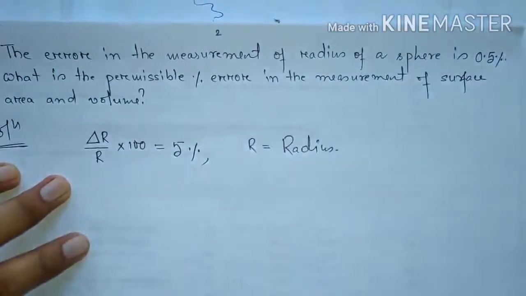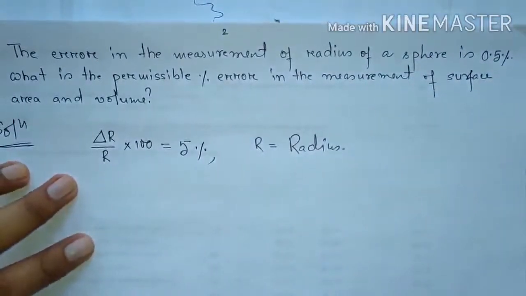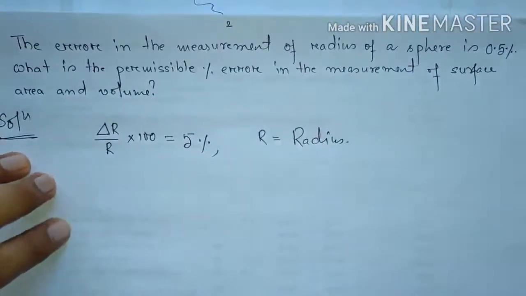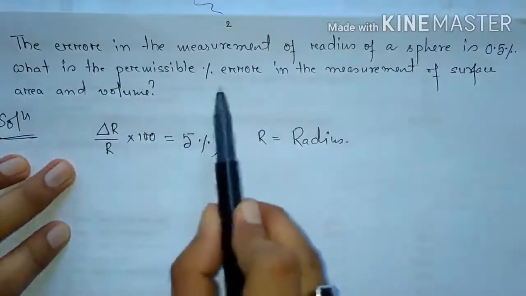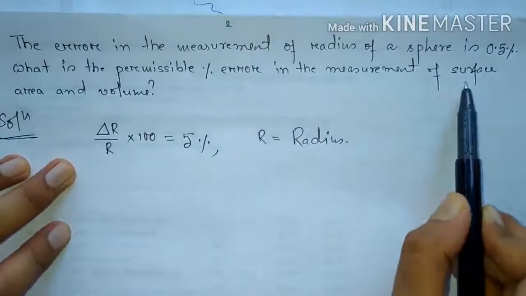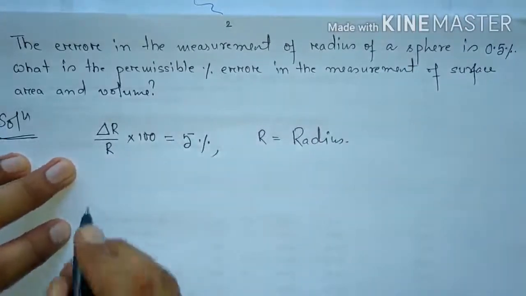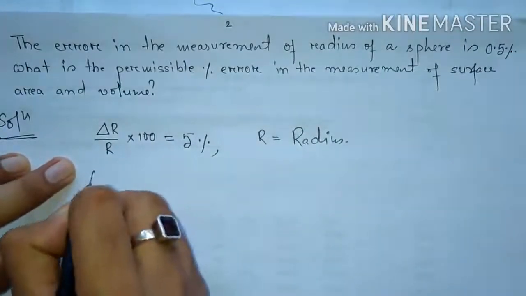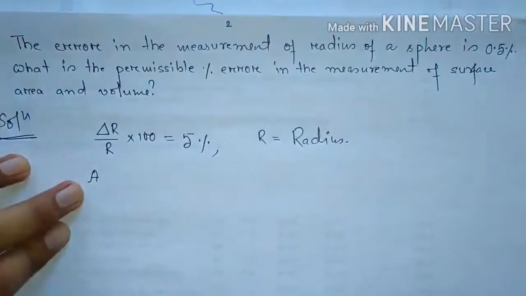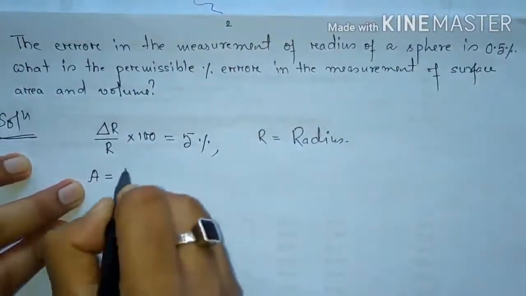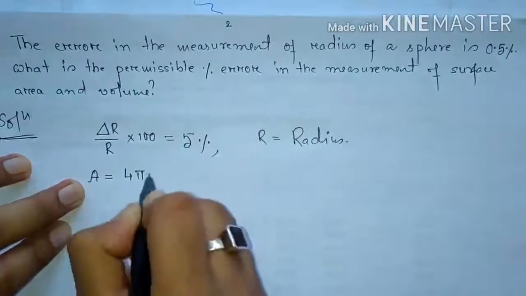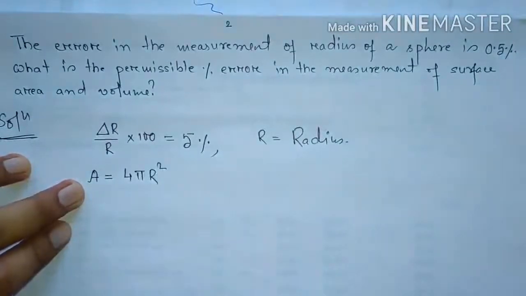Where R is the radius. This is what is given. Now they want the percentage error in the measurement of surface area and volume. Say the symbol of surface area, let us denote it by capital A. That means it is the area of the surface of the sphere. And we know the expression of surface area is 4 pi r square.